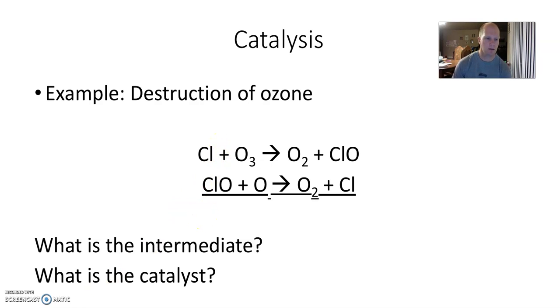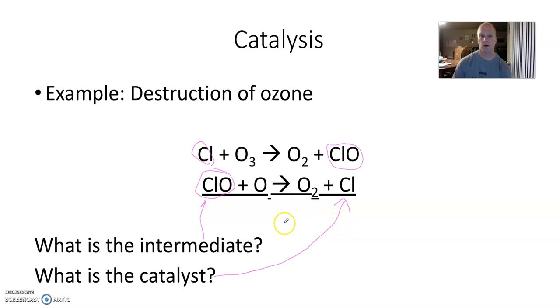So what's the intermediate? The intermediate, you guys, is this right here, the ClO. That's our intermediate. What's the catalyst then? The catalyst is the thing that participates in the reaction but does not actually end up getting changed by the reaction. That is the chlorine. You notice it's there in the beginning, it's there at the end. That makes it a catalyst. An intermediate is there in the middle, but not at the beginning or the end.